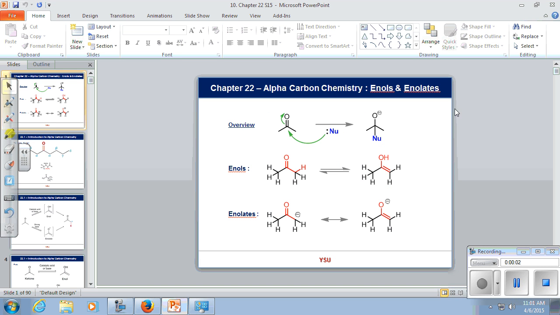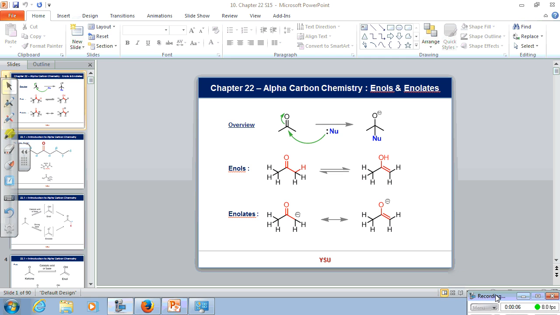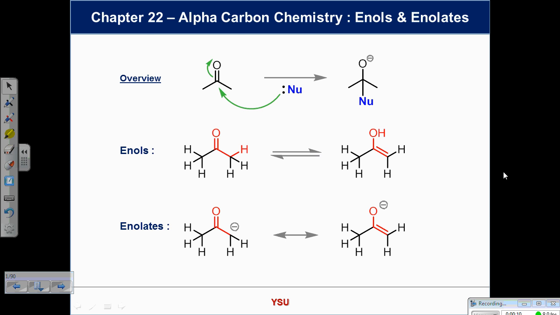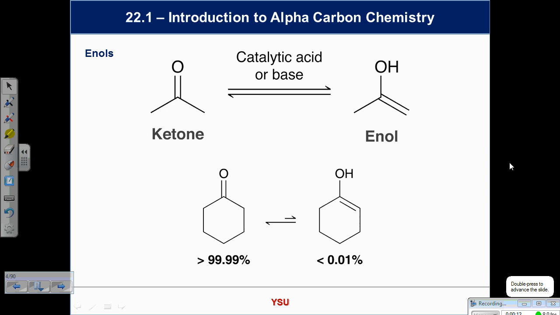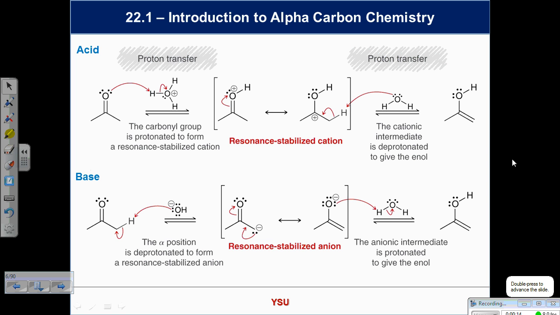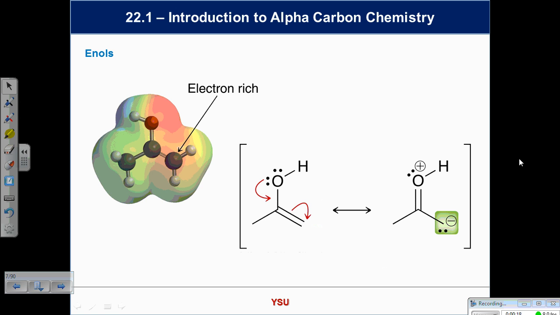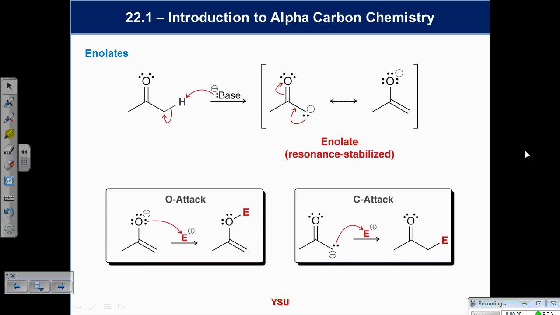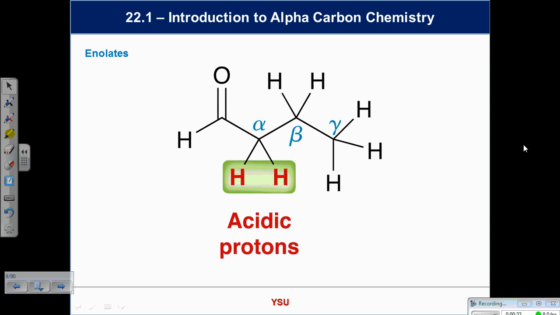I'm in chapter 22, and we are talking about something called an enol and then an enolate. And the idea now is that we have compounds that can be deprotonated, particularly at the alpha position. We talked about the definitions of these things. We talked about how to go between the enol and the keto form by different types of catalysis, maybe base, maybe acid. And we talked about the potential uses of this thing.